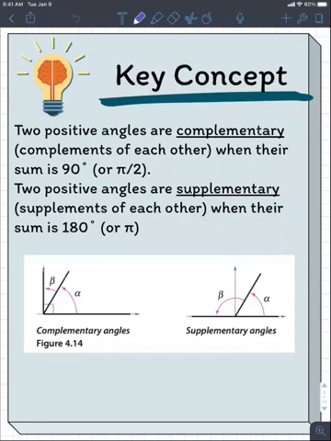So if I have an angle that's already bigger than 90, it doesn't have a complementary angle because there is no thing that I could add to something over 90 to make it 90 and still be positive. Does that make sense? Okay, cool.